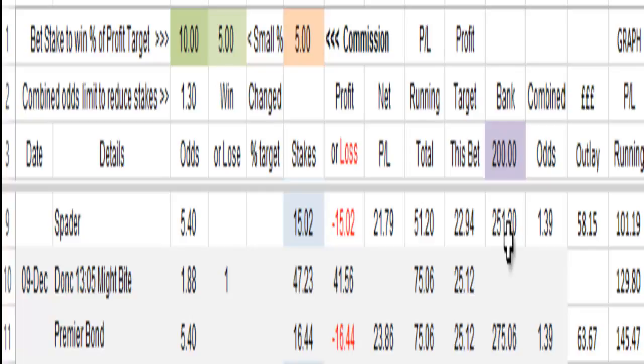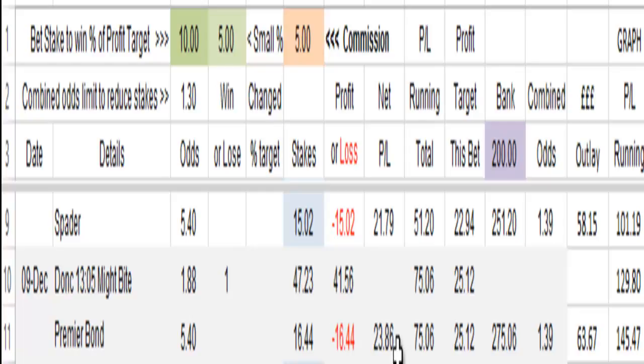After 5%, the win was 23.86. Add the 23.86 to the 251, and it brought the total up to 275. As you can see over here, the outlay for that bet was 63.67, which is 47.22 and 16.44. Might Bite won, that's great, so we got our profit. The profit, as I said, is 41.56 less the 16.44 loss on Premier Bond, and that was 23.86 after 5%, added on to 275.